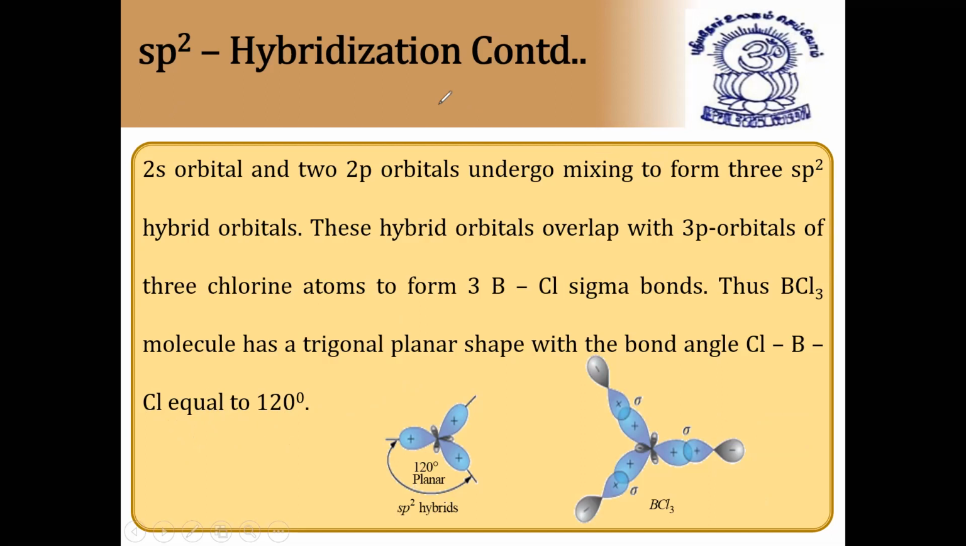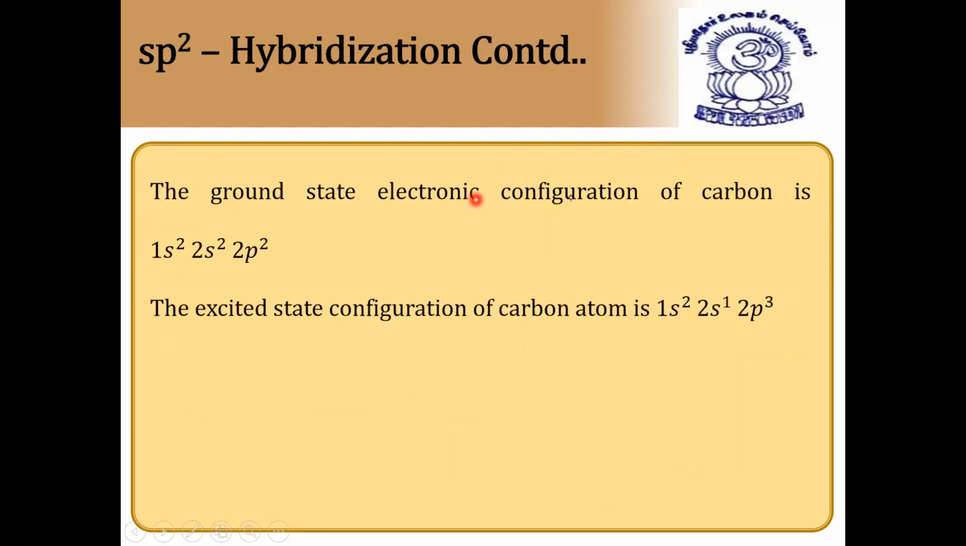Next, the ground state electron configuration of carbon. One more example here we are suggesting. It is 1s2, 2s2, 2p2, and in the excited state one electron from the s orbital jumps into a p orbital, which results in the formation of 1s2, 2s1, 2p3.